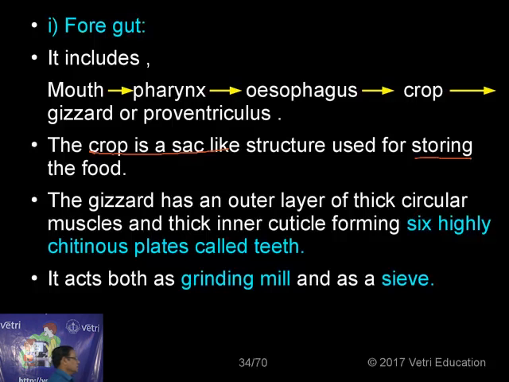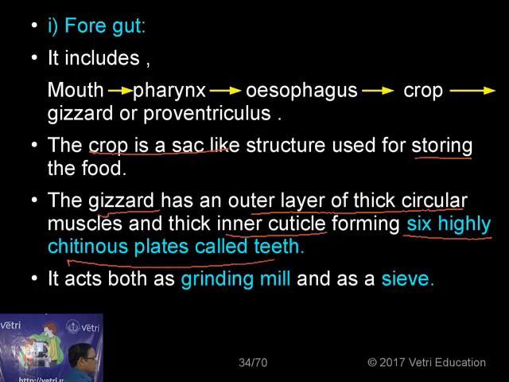Now we have the gizzard, the grinding mill. It has an outer thick layer of circular muscles, and internally it is lined with a cuticle and six highly chitinous plates called teeth. It is called grinding because it is responsible for grinding the food materials taken inside, with the help of the chitinous plates. It not only acts as a grinding wheel, it also acts as a filtering device, hence called a sieve, filtering the food particles, grinding and filtering.